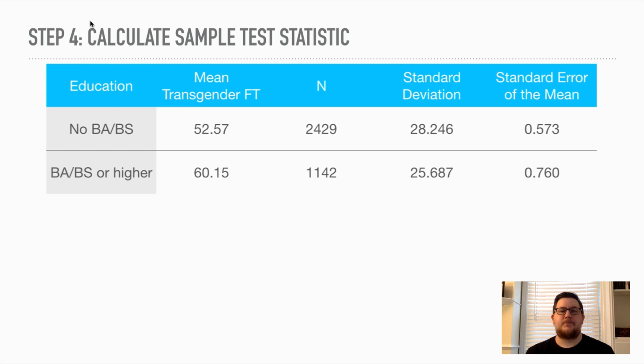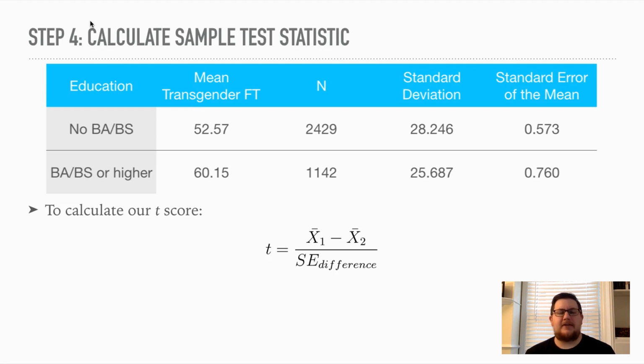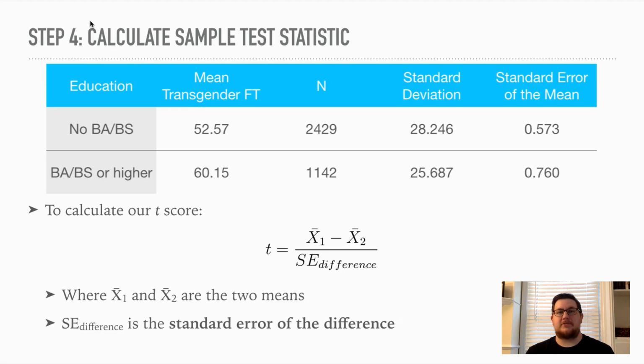Okay, so to calculate our t-score, here is our method. Now your textbook looks a little bit different. I'll get into that in a moment. But the basic idea is, just like in a one sample t-test, we look at the difference between our mean and the hypothetical population mean, and we divide that by the standard error of the mean. In this case, we simply look at the mean difference between those two groups, and we divide it by something called the standard error of the difference.